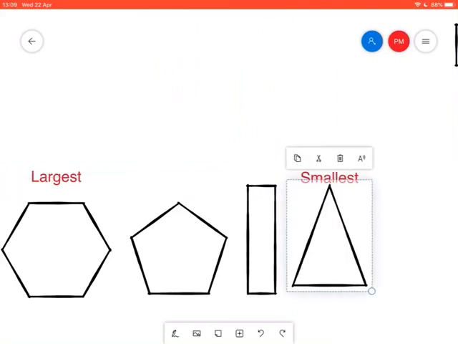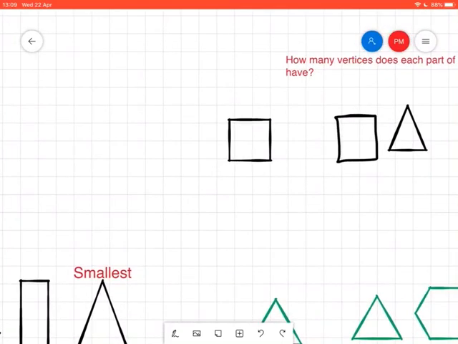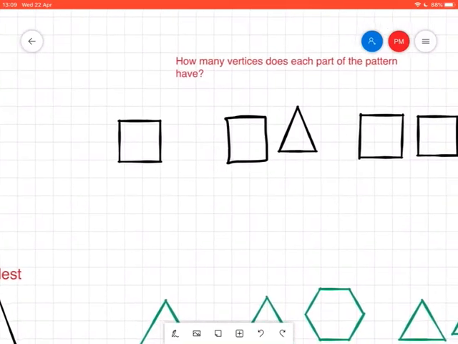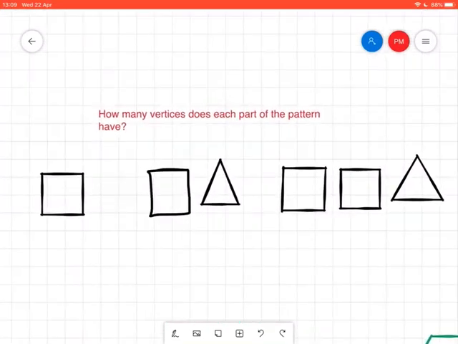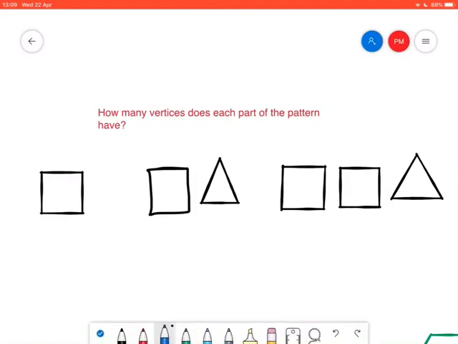So, well done. This time we are going to focus on different patterns. I've got 3 different patterns here: 1 pattern, 2 patterns, and 3. They're all part of a pattern sequence. What I want to know is, how many vertices does each part of the pattern have? Pause the video, have a go at working out how many vertices there are in each bit, and I will come back and have the answers for you.